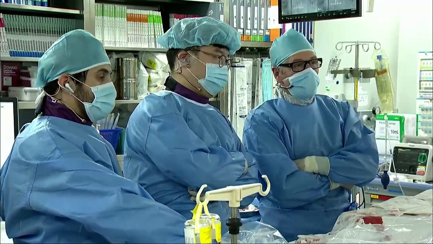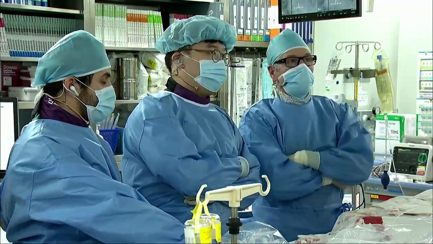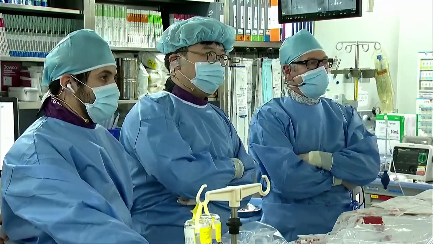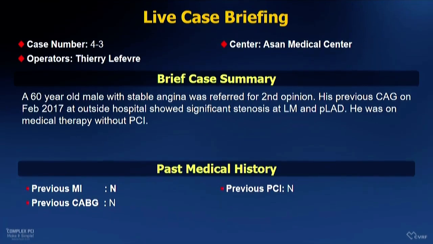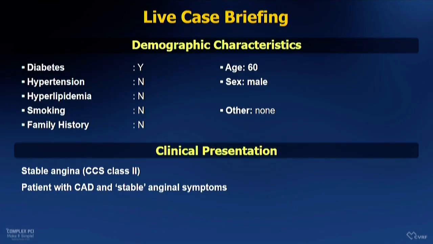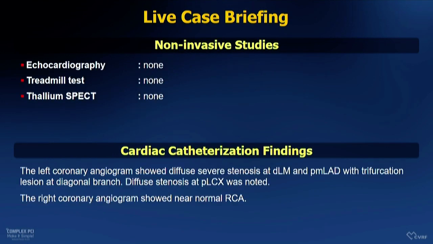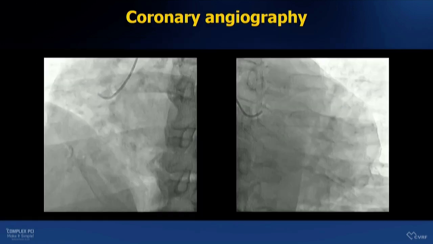Okay, I present our case. A 60-year-old male with stable angina was referred for a second opinion from outside the hospital. Two years ago, his previous coronary angiogram showed significant stenosis in the left main to proximal LAD, but he was on medical treatment without PCI. His coronary risk factor is diabetes. His echocardiogram is normal, with preserved systolic function.